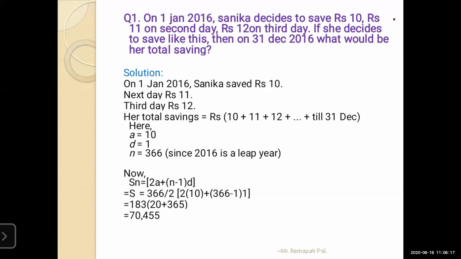Hence, her total saving would be rupees 70,455. So you can also start saving this way. At the end of the year, you will get 70,455. Because our next chapter is financial planning. So before that, I am giving you this question. So you can plan this year, and you know how this year is going on.